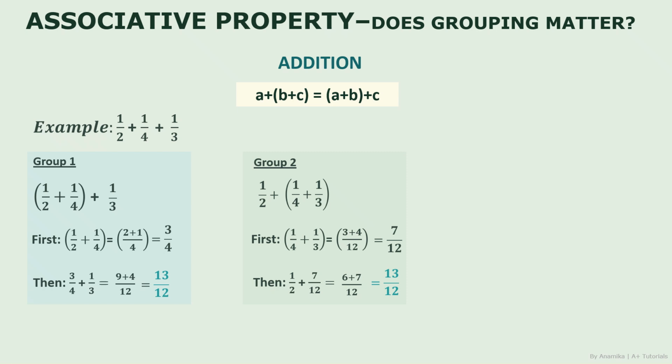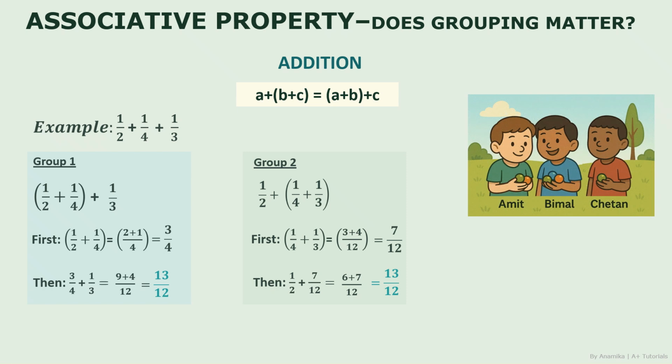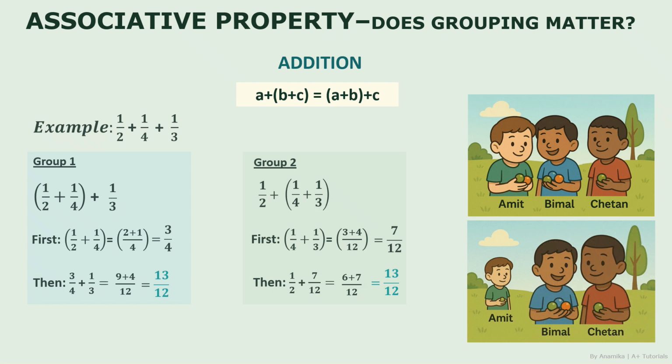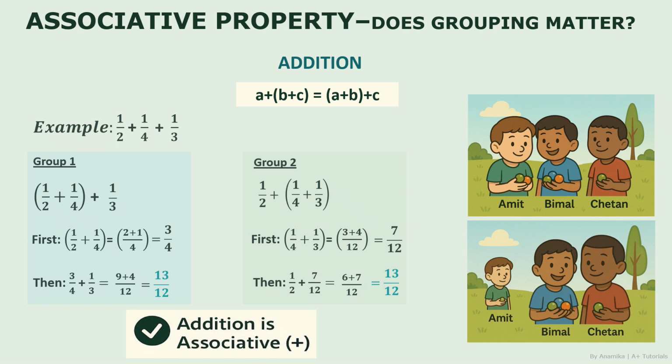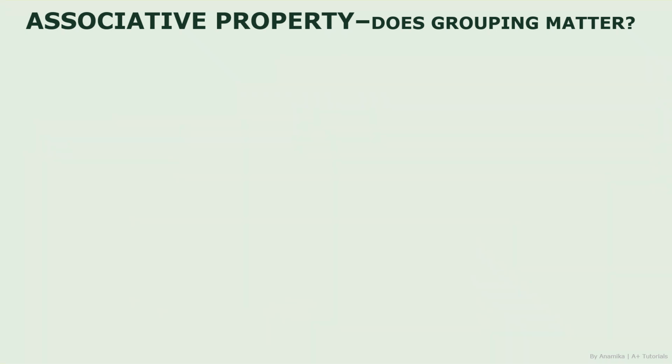You are collecting marbles from 3 friends, Amit, Bimal and Chetan. First you take marbles from Amit and Bimal, then from Chetan. Now flip it. Take from Amit, then from Bimal and Chetan together. Will you get the same number of marbles? Yes, because it doesn't matter how you group them. The total stays the same. That's the associative property. We saw that addition is associative, but what about subtraction?